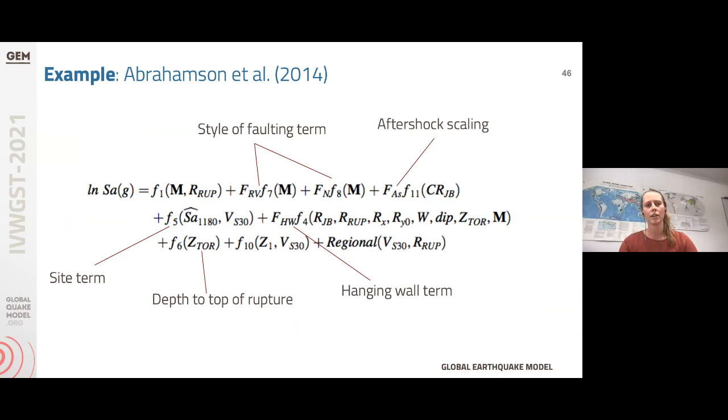So here we depict an example from Abrahamson et al., which is one of the numerous ground motion models available. And in addition to the terms that have already been mentioned, this one includes a style of faulting term. So whether the earthquakes are having a normal mechanism, a reverse mechanism, or otherwise. There's also an aftershock scaling term, a site term, the depth to the top of the rupture, and a term for whether the site is occurring on the hanging wall of the fault.